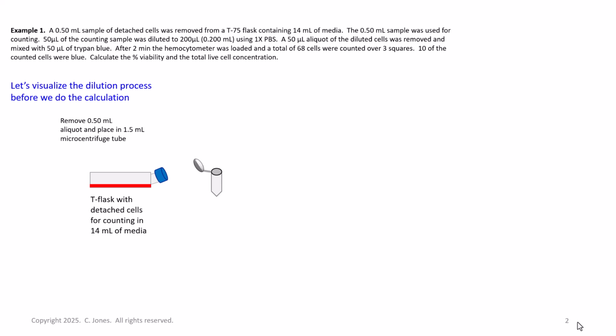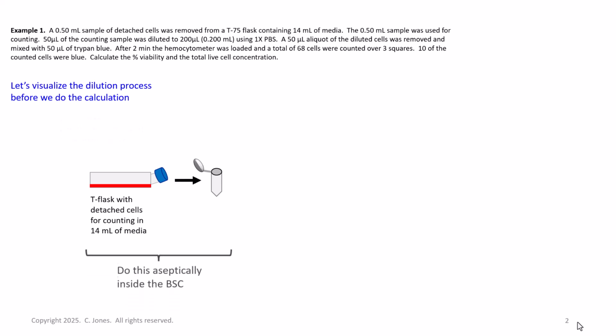Okay, so there's our microcentrifuge tube. And we're going to do this aseptically inside the BSC. So we're going to open the flask. We're going to remove our sample, and we're going to put it into the pyrogen-free microcentrifuge tube inside the BSC so that we do not contaminate the cells in the T flask, because we're going to use the remaining cells to passage once we calculate the correct concentration.